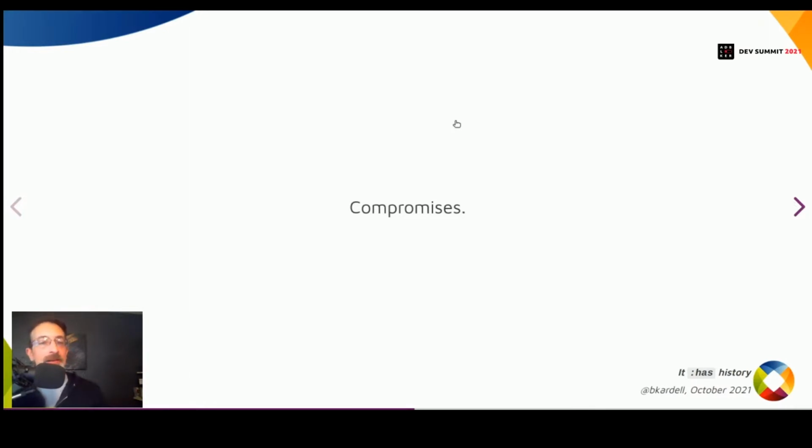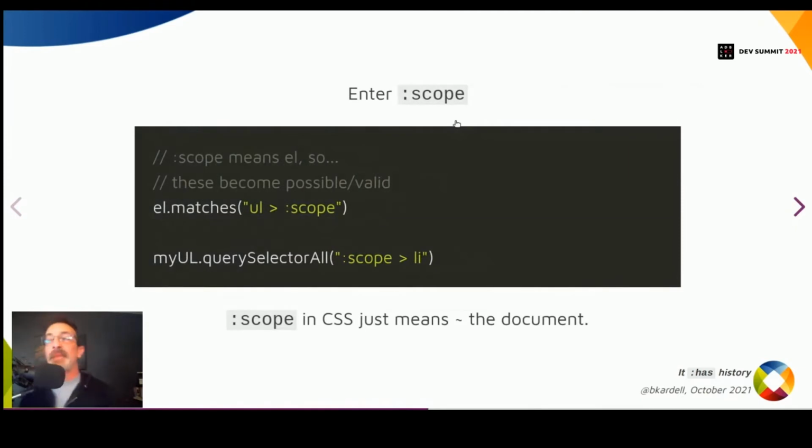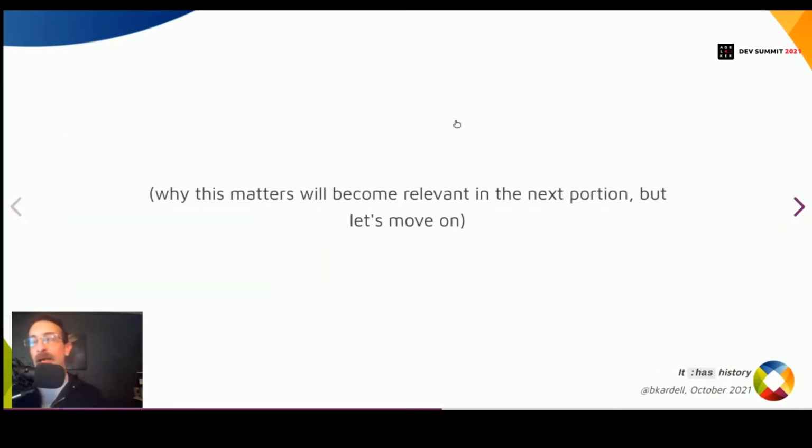Inevitably, in standards, there are a lot of compromises to finally reach a standard. And one of the things that came up in all of these discussions that seemed like a good compromise at the time was this idea of :scope, which is a pseudo class that would allow us to write lots of the things that you couldn't write by just giving it some phony idea of a scope. And in CSS, that would just mean the document. So that seemed good. That's all I'll say about this, because it will come back later on in another portion of this talk.